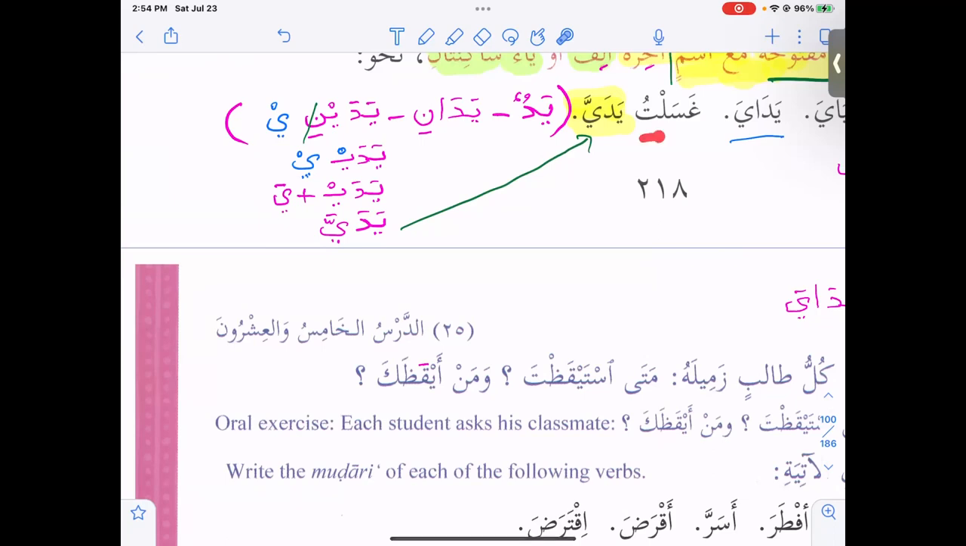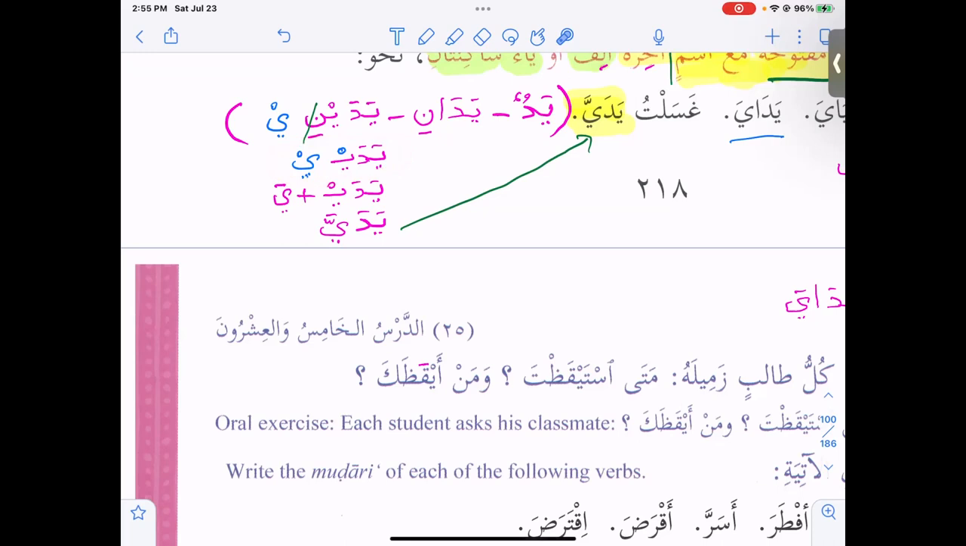Gasaltu, I wash. What did you wash? My two hands. So this is mafulun bihi. Yadaini is a mafulun bihi. You put ya, and then noon has to go away. So that is the outcome of this yadai.